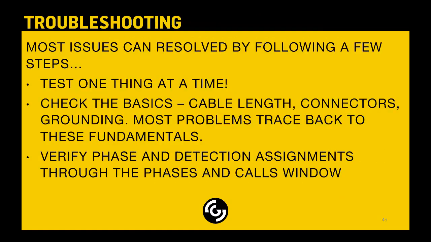So most issues really can be resolved by following a few steps. The first one is just test one thing at a time. The minute you start making multiple changes and either things get better or they get worse, you don't really know what changed to cause either one. So if you test one thing at a time and then validate the results, you'll have a much easier time tracking down any issues that you're having, whether it's specific to the camera or the cabling or something else.